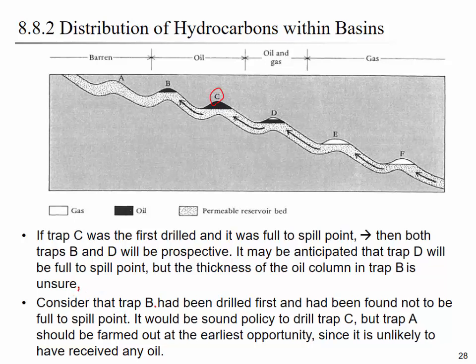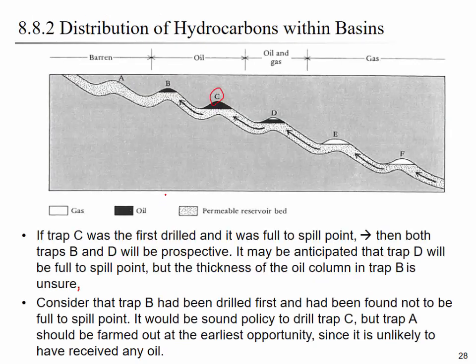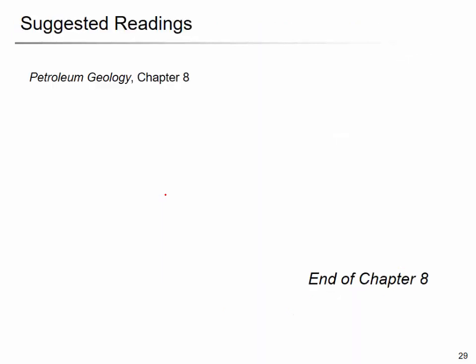And consider that trap B had been drilled first, and had been found not to be full to the spill point. It would be sound policy to drill trap C, but trap A should be farmed out, or ruled out at the earliest opportunity, since it's unlikely to have received any oil. Okay. Good. So that was the end of chapter 8.